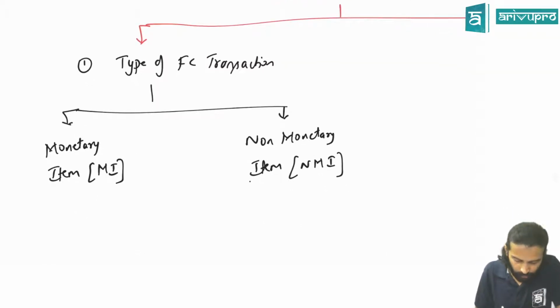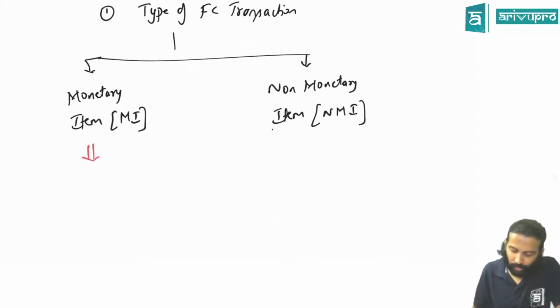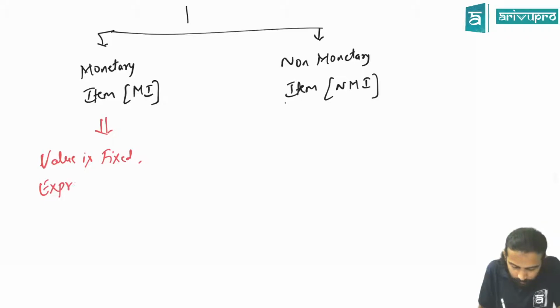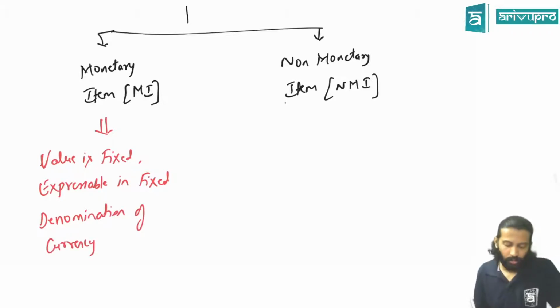Fine. If it's a monetary item, we know the meaning. Monetary items are those items whose value is fixed. The actual definition is they are expressible in a fixed denomination of currency. In simple terms, you can just say it is an item whose value is fixed.